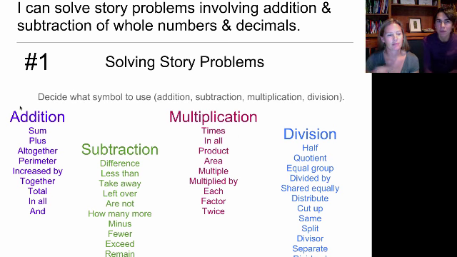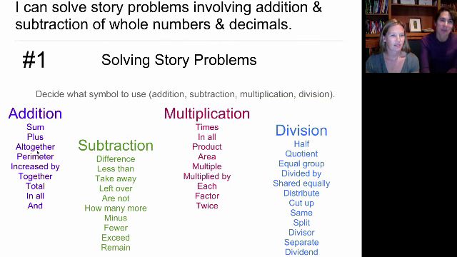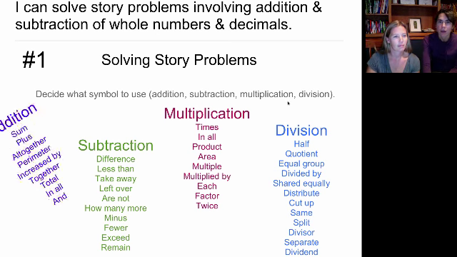So step number 1, make sure that you write down number 1. Decide what symbol to actually use. Are you going to use addition, subtraction, multiplication, or division? Each time that you read a story problem, you want to think about what words are used, and these are just like cueing words to let you know what operation. So if you see words like total, that's a really common one, you're going to want to think about addition.